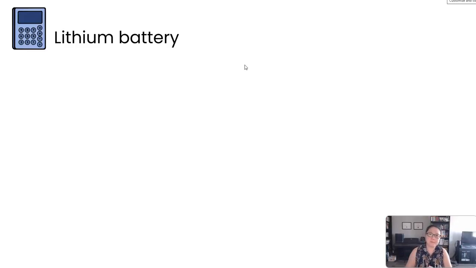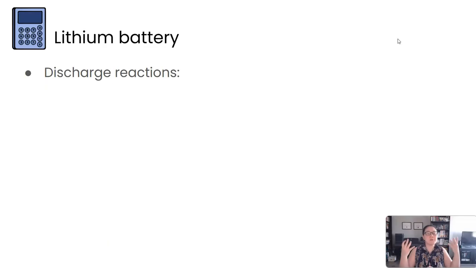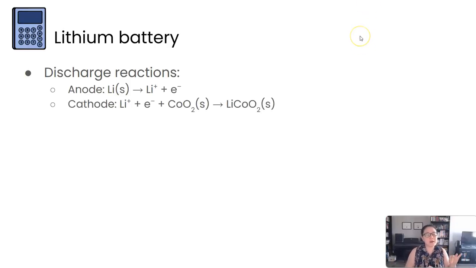One of the most well-known secondary cells that you are probably aware of is the lithium battery. The lithium battery contains lithium, of course, and the discharge reactions, the reactions that produce electrical energy and power something else, are as follows. At the anode, you have lithium metal becoming lithium ions and releasing an electron, and at the cathode, you form a complex between the lithium ion and cobalt oxide.